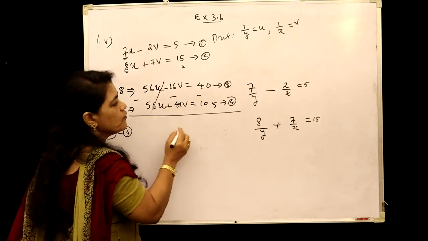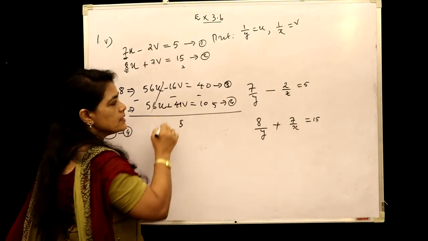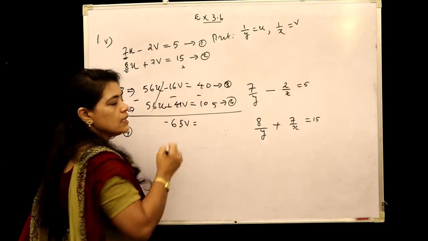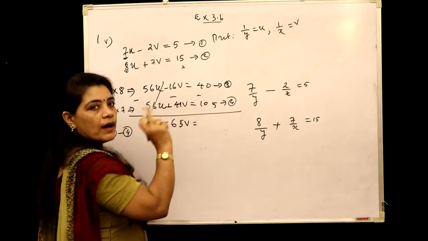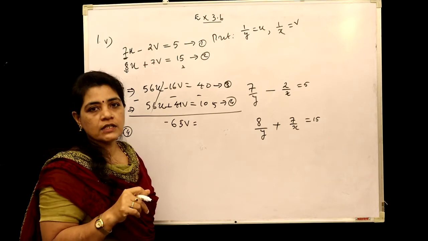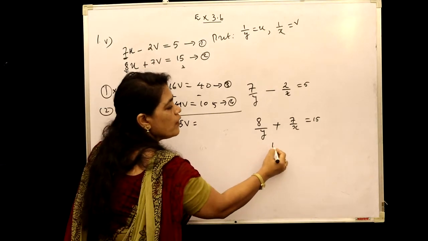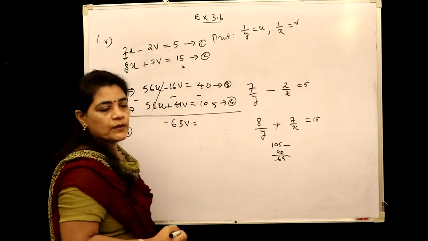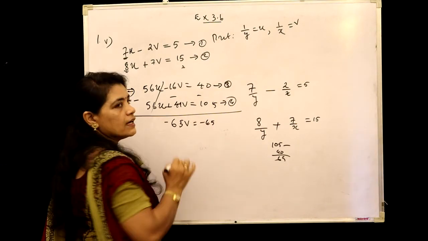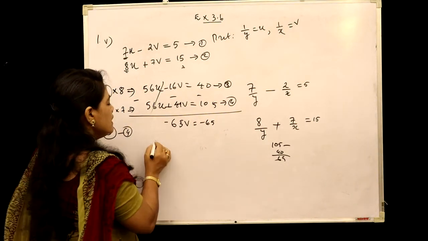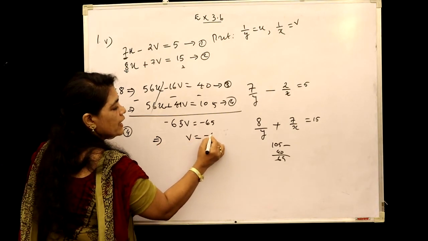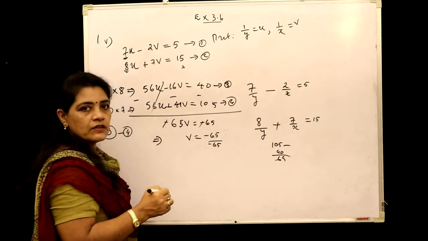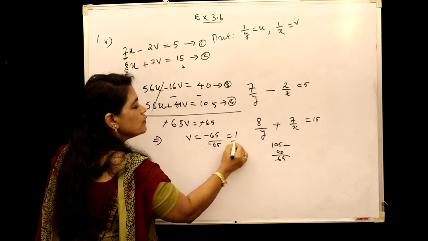So 6 plus 9, 15, 1 carries, and 5 plus 1, 6, negative 65v is equal to 105 minus 40, since the minus sign makes 40 positive. So take the difference, 105 minus 40, that is 65. So negative 65 because 105 carries the negative sign. So v is equal to negative 65 divided by negative 65, or directly you can cancel the negative sign. So you reach v as 1.